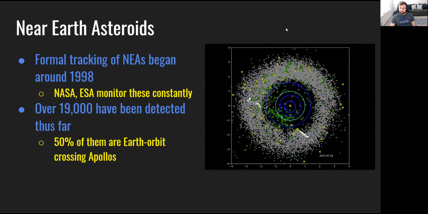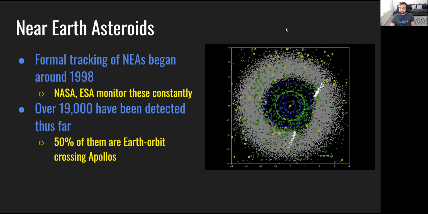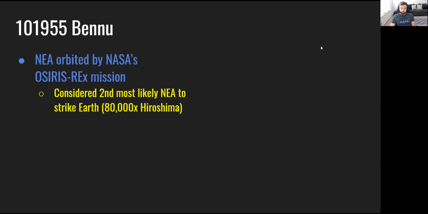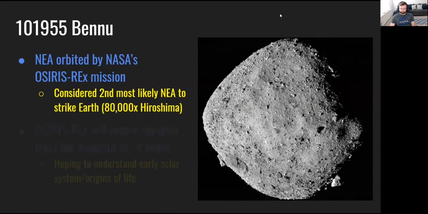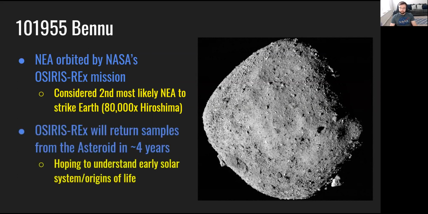But even then, we still take a closer look at the ones we consider especially dangerous, like 101955 Bennu. Bennu is considered the second most likely near-Earth asteroid to strike the Earth. If it did, it would have the power of 80,000 times the Hiroshima nuclear weapons. This is Bennu. So Bennu, as you can see, is kind of a rocky, weird-looking asteroid. We have a mission orbiting it right now.